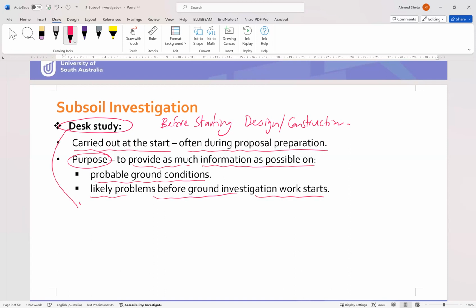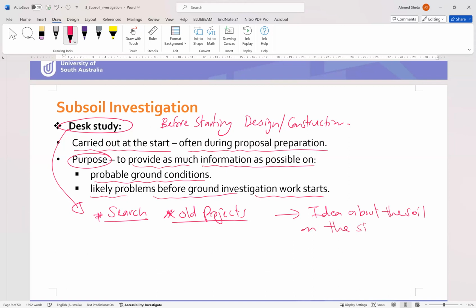Okay, so in the desk study, we're just making maybe an online search or looking at old projects and so on, to have an idea about the soil in the site, the soil on the site we are investigating. So we need to find the probable ground condition and likely problems we will face before starting the ground investigation work.